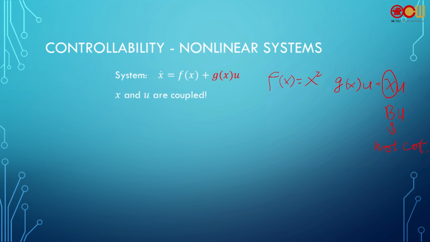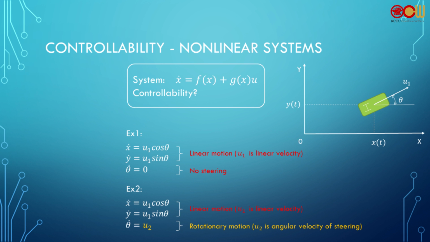For example, in this case, f could be x squared. G of x u could be xu. Okay, so this x changes every time. Okay, so here is some example. It's like a turtle bot. Okay, you have only one control. So in the first case, there's two examples. The first case is the u dot is not controllable. Second case is u dot is controllable. There's a second control. Here's only one control, u1. Here's u1, u2.